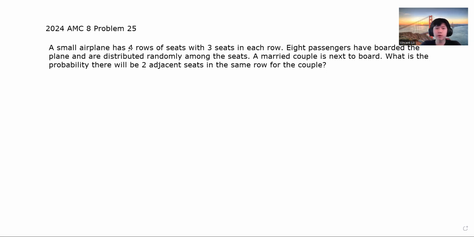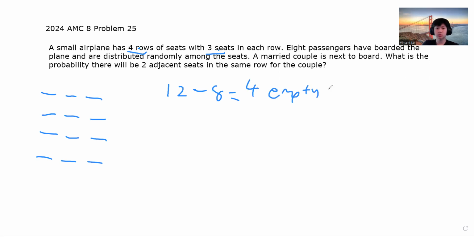So the problem gives us 4 rows, 3 seats in each row. Immediately, we should draw that. So 1, 2, 3, 1, 2, 3, 1, 2, 3, 1, 2, 3. All right. Now, 8 passengers have boarded the plane already and are distributed randomly. So in total, there are 4 rows with 3 seats in each row, so there are 4 times 3 equals 12 seats total. We subtract that by 8 because 8 have already boarded, which leaves 4 empty seats.